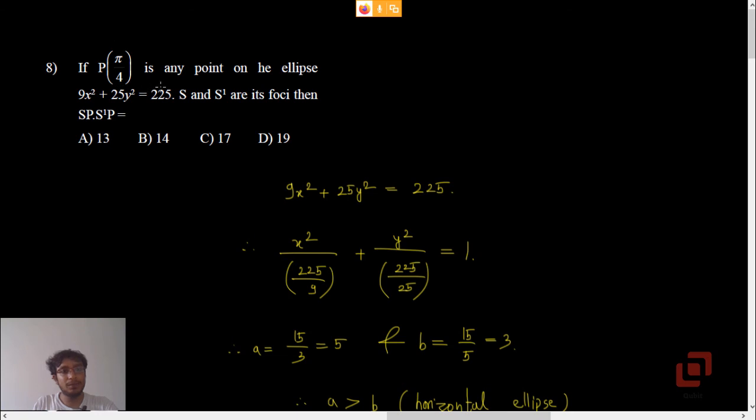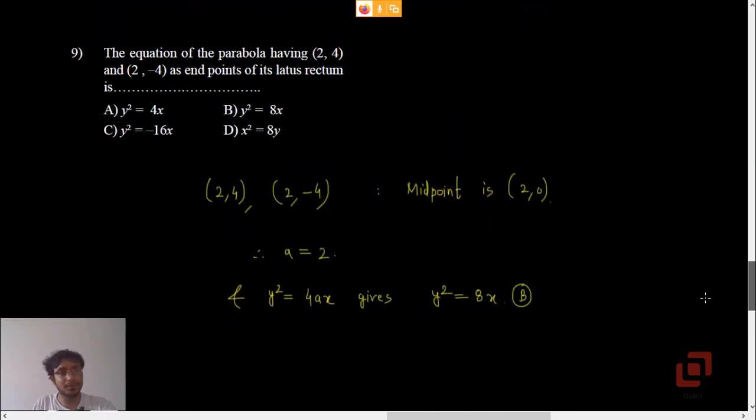If P(pi by 4) is any point on... Okay, so this is an ellipse problem. I will take it in the next session when we cover the ellipse and the hyperbola MCQs. So for time being, let's skip this. Let's go to the 9th one.